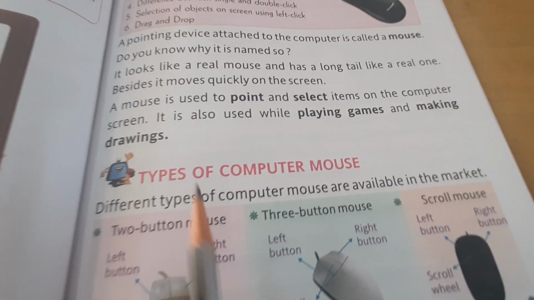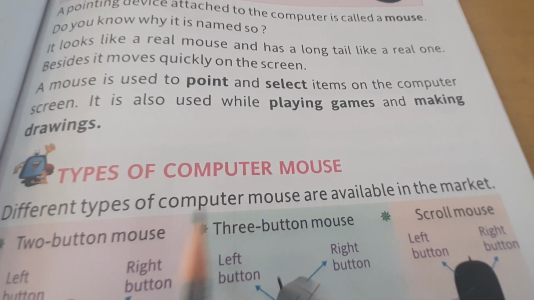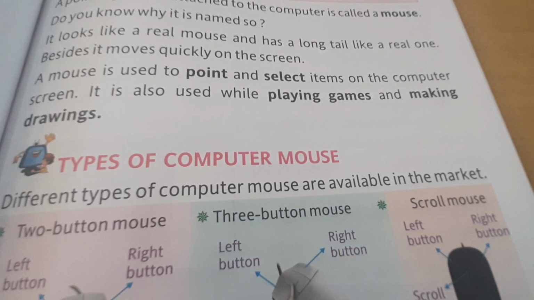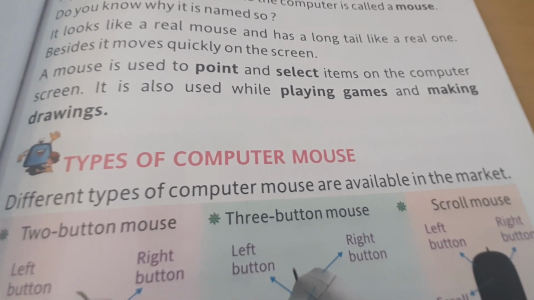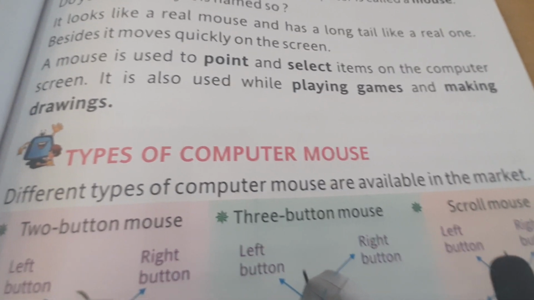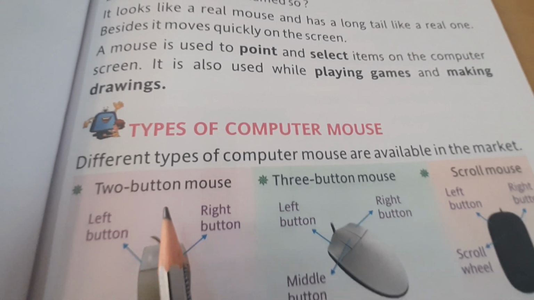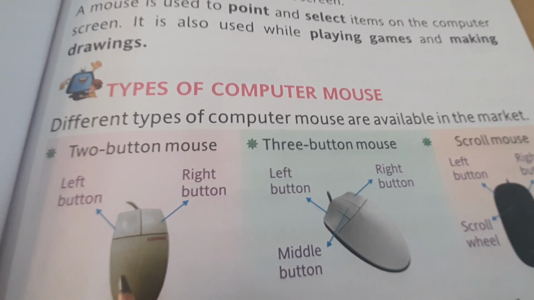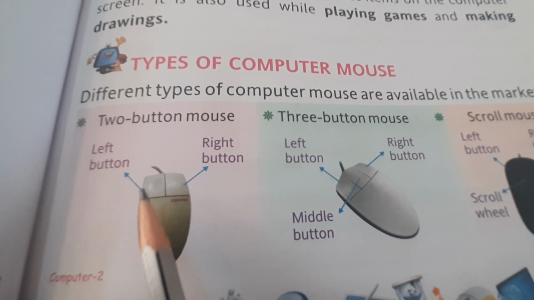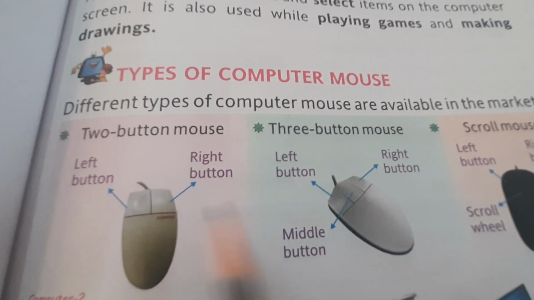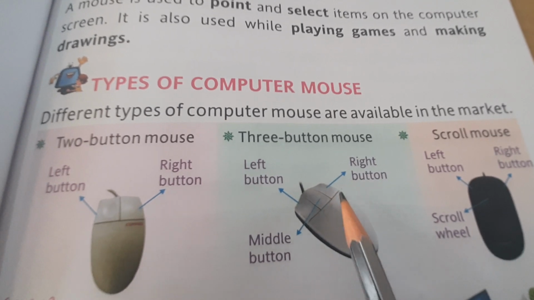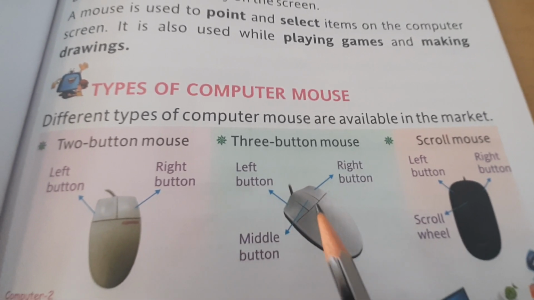Okay, now we will study about types of computer mouse. Different types of computer mouse are available in the market. You must have seen different mouse everywhere, whether it is in school or at your home or in different places. So various kinds of mouse are available. First is the 2-button mouse. You can see in the picture and in your book also. It has 2 buttons only, that is left button and right button. Then the 3-button mouse. It has got 3 buttons, right button, left button and middle button.